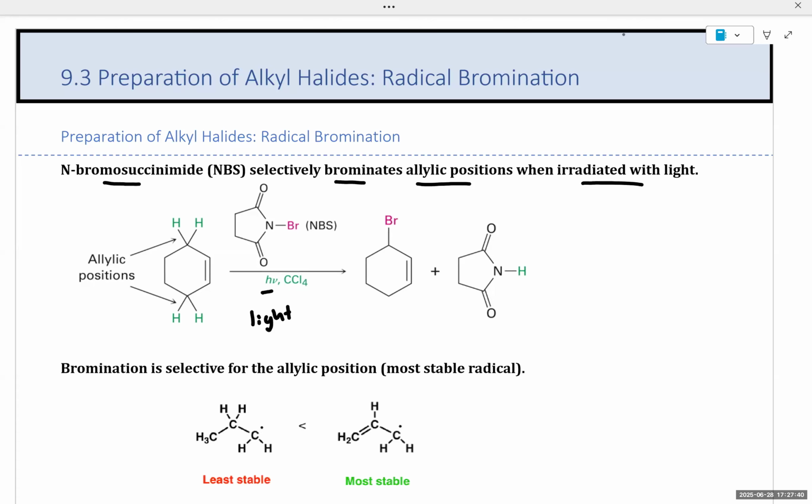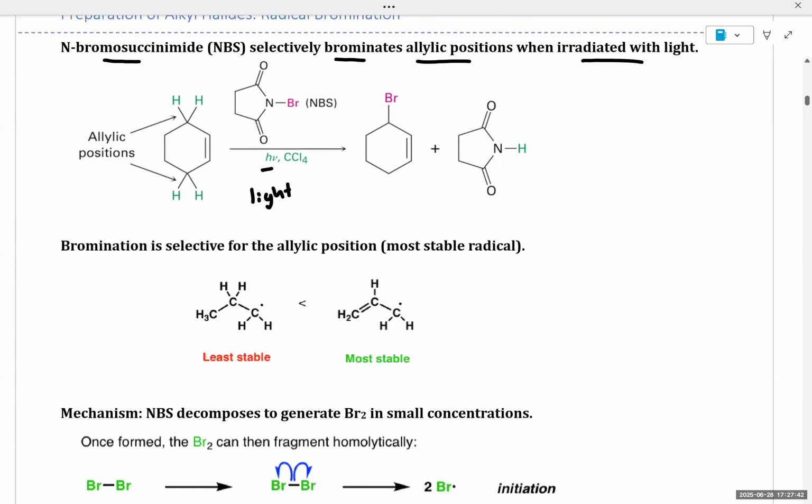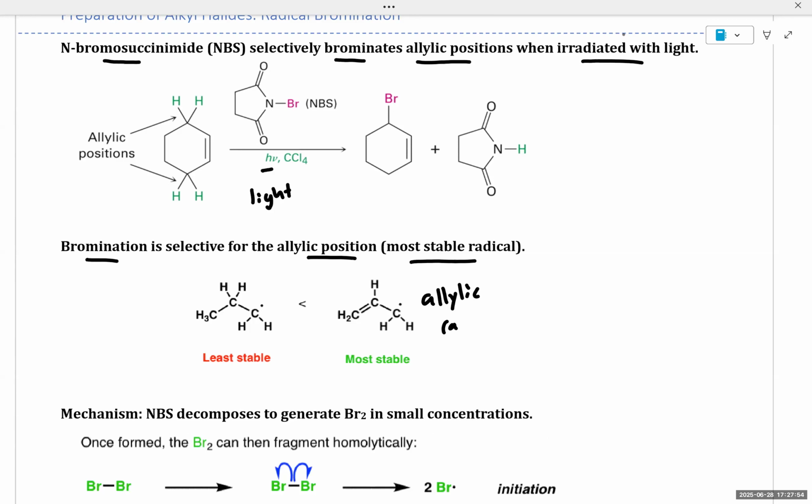So how does this work? Well, this goes via a radical mechanism, and this explains why bromination is selective for the allylic position, because it makes the most stable allylic radical. Again, this is a resonance stabilized radical.